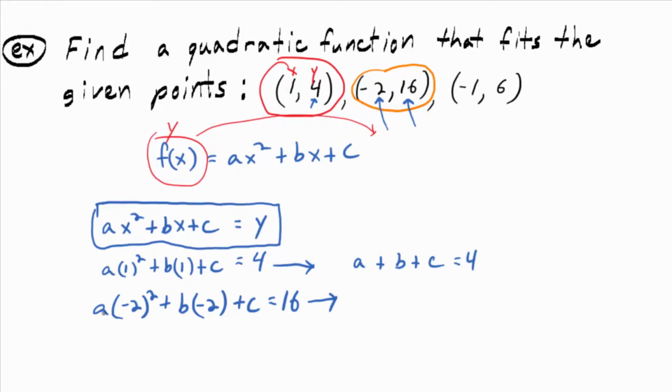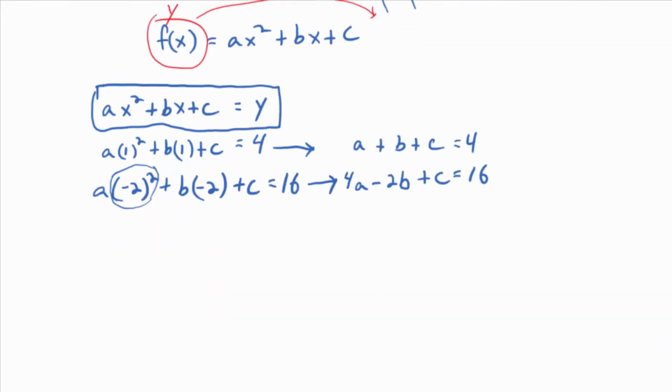What happens if you simplify that? What's negative 2 squared? 4, so 4 times a is 4a, right? Plus b times negative 2, what's a better way to write that? Just minus 2b, and then plus c equals 16. So there's two of your equations.